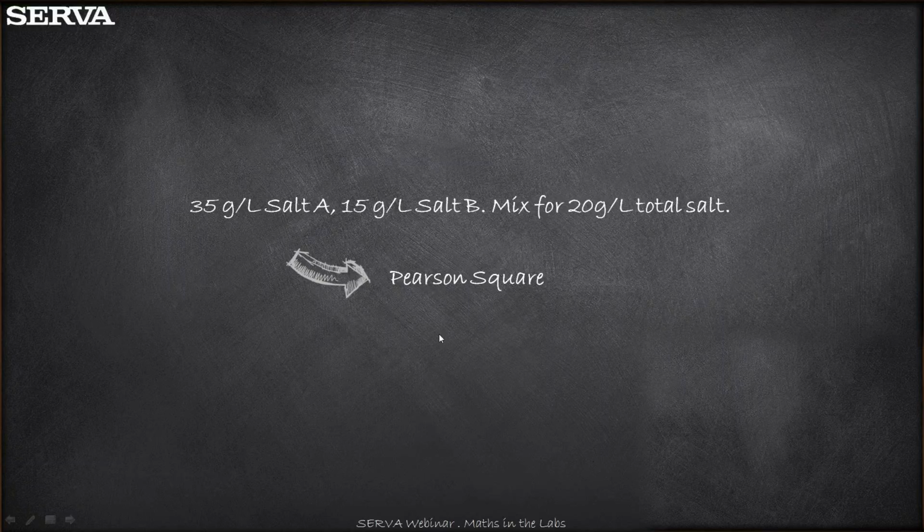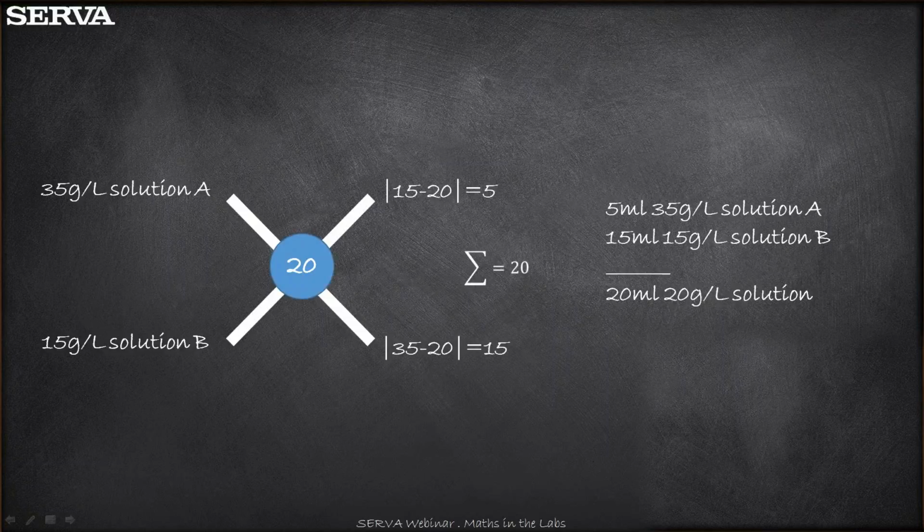What do you want to do? You have two solutions. It's solution A with 35 grams per liter salt A in it, and solution B with 15 grams per liter salt B in it, and you want to mix those two to have a solution of 20 grams per liter total salt. And for this problem you can use the Pearson Square. You see right away that it is somehow a graphical support of the mathematics. So you have this cross here that helps you or guides you through your mathematics.